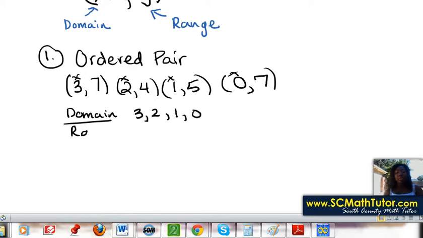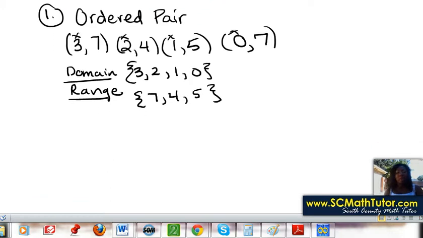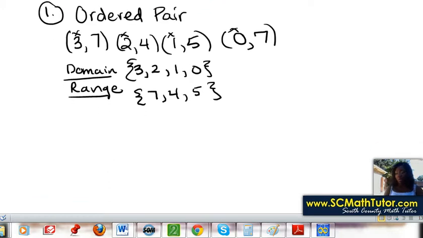And the range are the y values. The range is the set of y values. We have 7, we have 4, and we have 5. We don't have to rewrite that 7; we've already represented it. So that would be an easy problem.